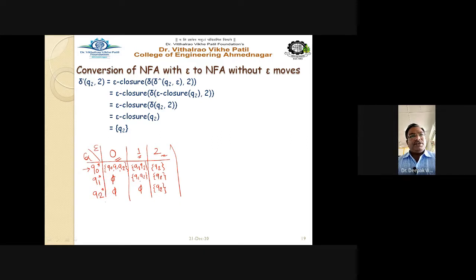right? So the transition table is written in this way: Q0 on 0, Q0, Q1, Q2; Q0 on 1, Q1, Q2; Q0 on 2, Q2; Q1 on 0 is phi, Q1 on 1 is Q1, Q2, Q1 on 2 is Q2; Q2 on input 0, there is a phi, Q2 on 1, the phi, Q2 on 2 is nothing but your Q2. This is the transition table. From the transition table, we'll draw the transition diagram of the final NFA without epsilon.